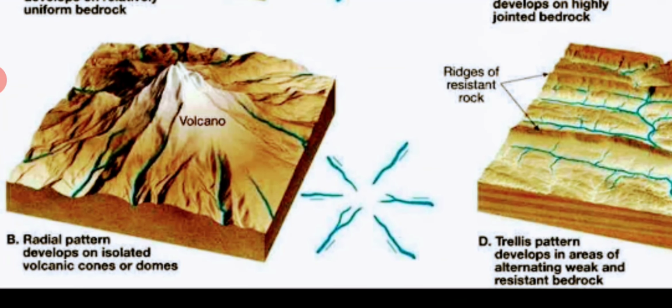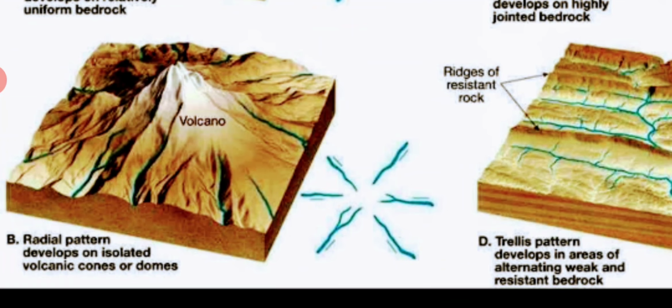Then we have the radial pattern. The radial pattern develops on isolated hill areas, mountain areas, or volcanic structures. So here you can see that from different areas rivers are emerging, and जब इनको आप profile बनाओगे तो it will appear that they are coming from a single source. Right, when multiple rivers emerge from a single source into different directions, this kind of pattern is formed, and that is why they are called radial, because it appears that rivers are radiating from a single source of water.